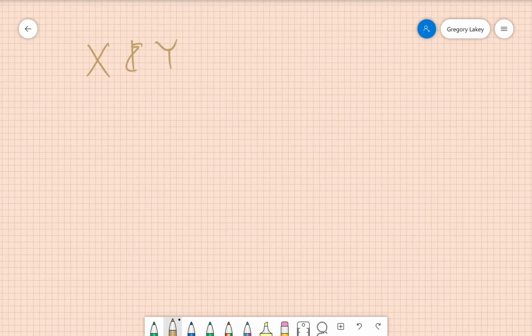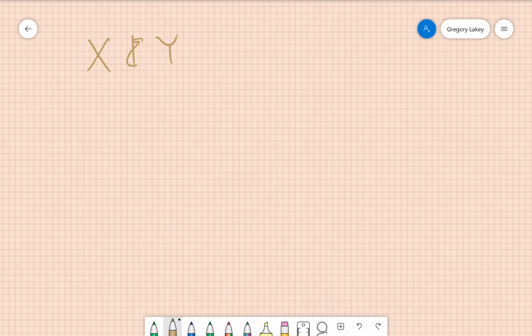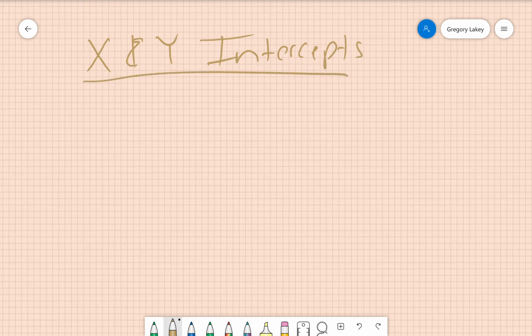So today we're going to look at X and Y intercepts. Can you see this? I think so. If you have any trouble with vision, either close the door or let me know what else I can do to switch this around. So we're looking at X and Y intercepts.